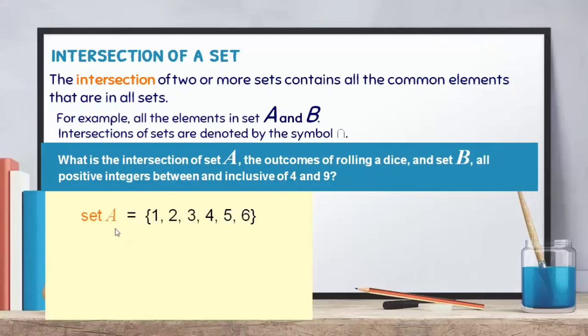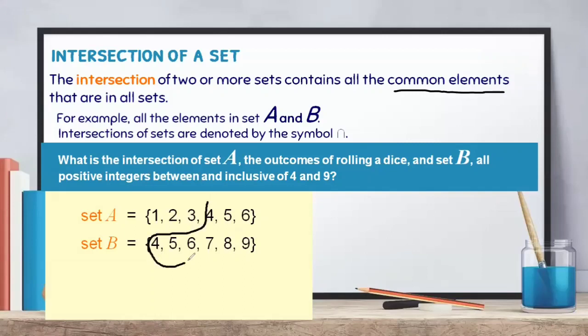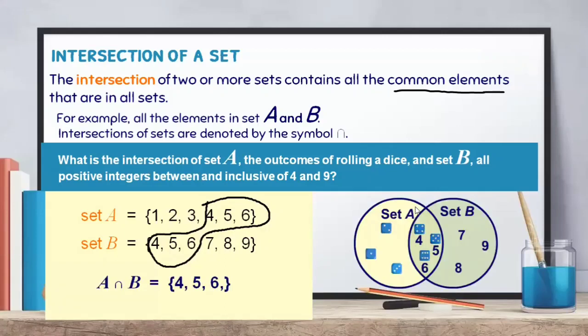So let's write our set A: 1, 2, 3, 4, 5, 6, and set B: 4, 5, 6, 7, 8, 9. We mentioned that we are going to get the common elements, and 4, 5, and 6 are the common elements of both set A and set B. Thus, the intersection of set A and set B is equal to 4, 5, and 6.